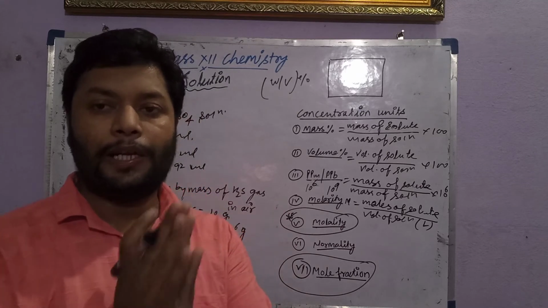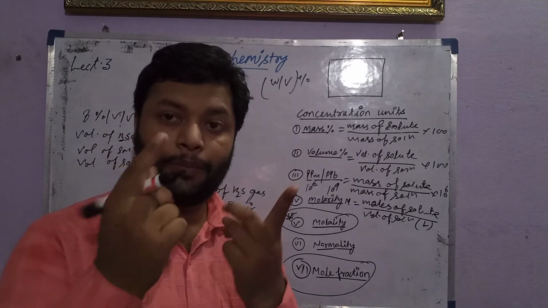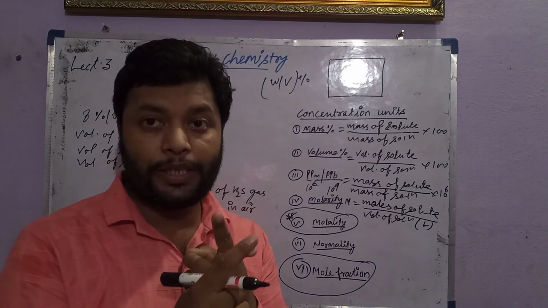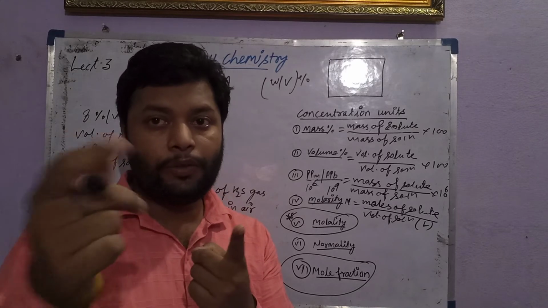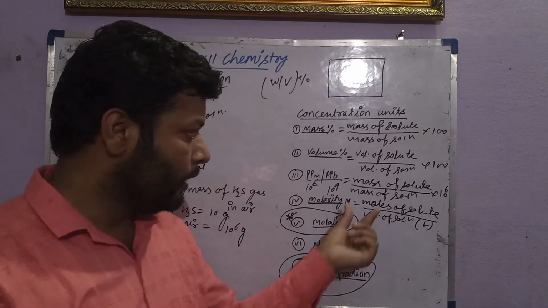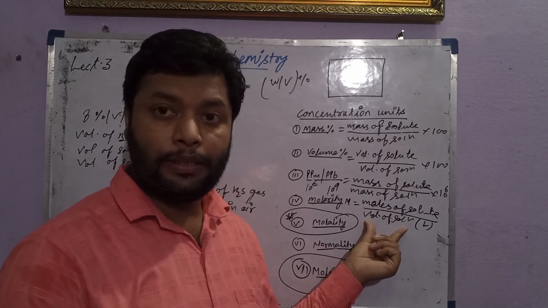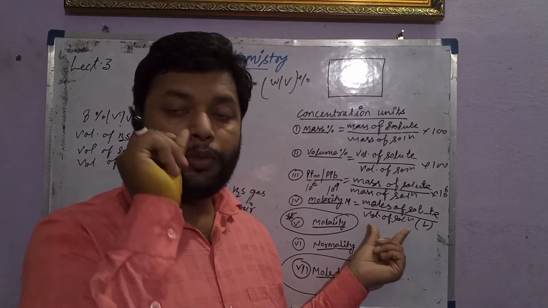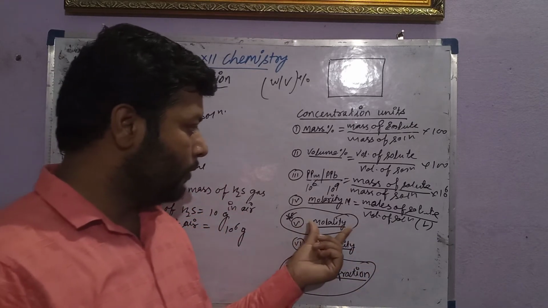Moles of solute can be calculated as the given mass of solute upon the molar mass of solute. You know about that, and you can note it down. Then moles of solute upon volume of solution in liters. So the unit will be mole per liter.